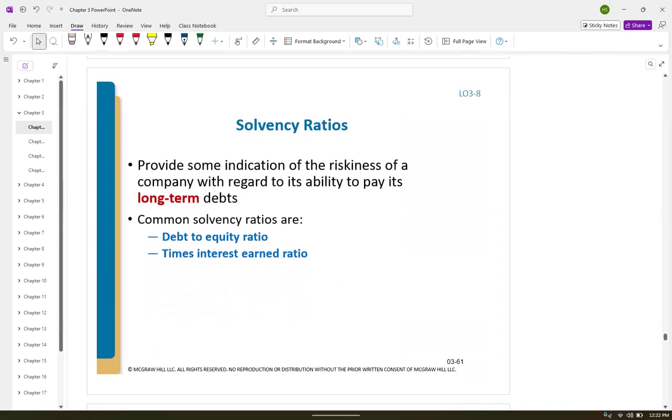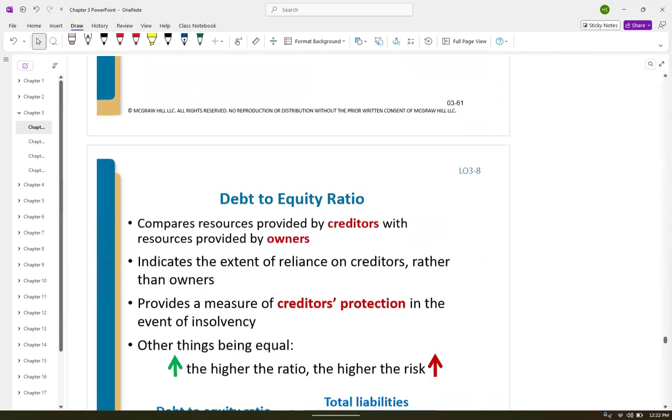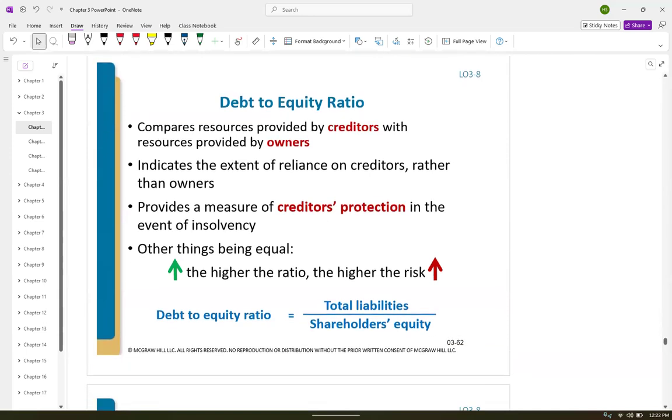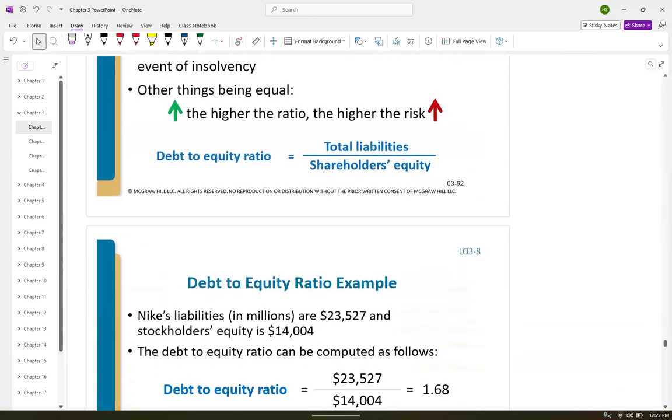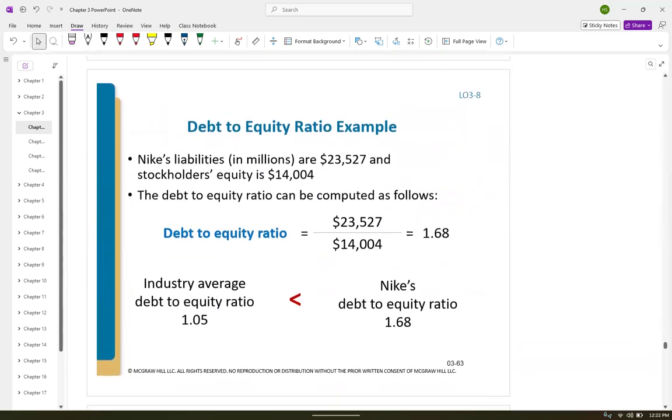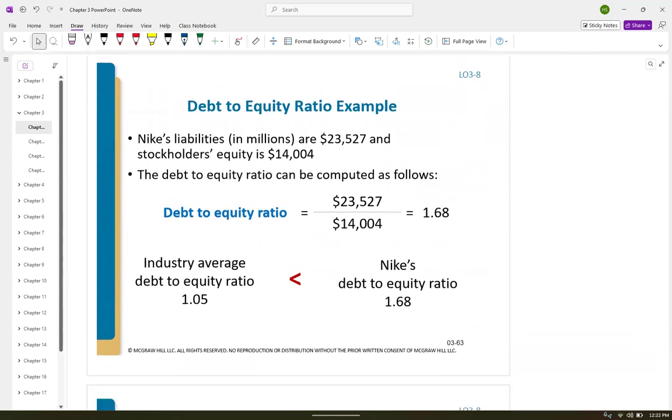Okay. Solvency ratios are looking more at the long-term debts. Some common ones are the debt to equity ratio and the times interest earned ratio. Our debt to equity ratio is our total liabilities divided by our shareholders' equity. Here, our debt to equity ratio is 1.68. The industry average is 1.01, and we are 1.68.